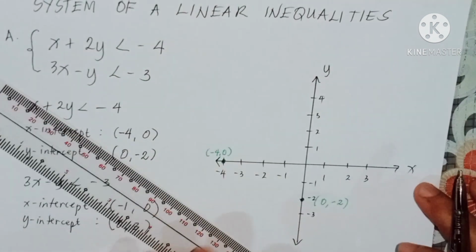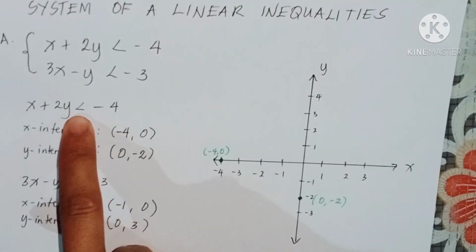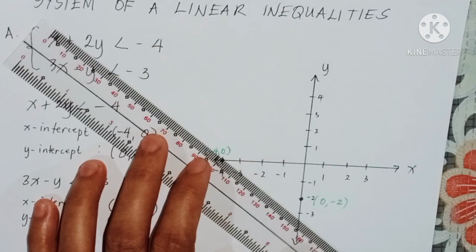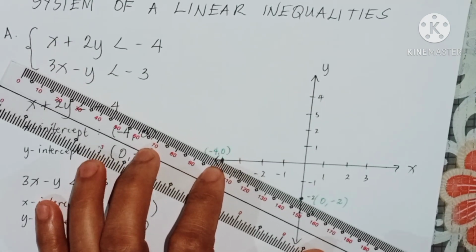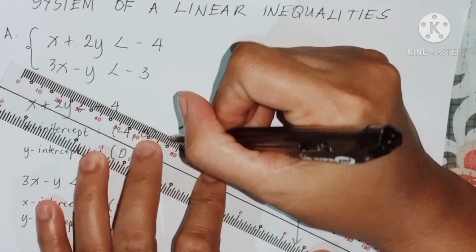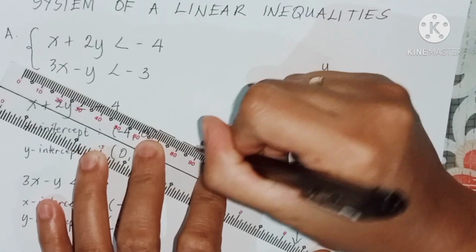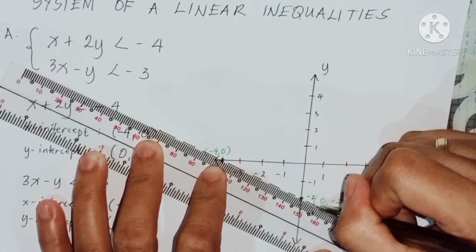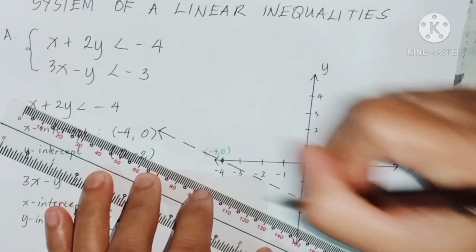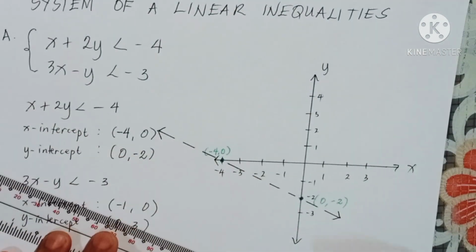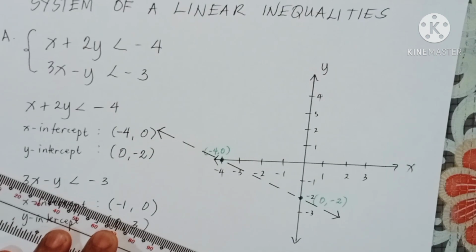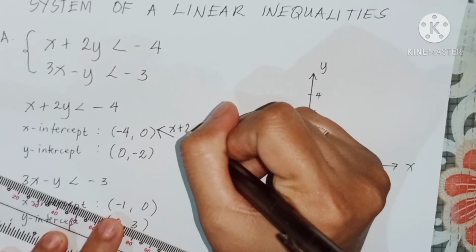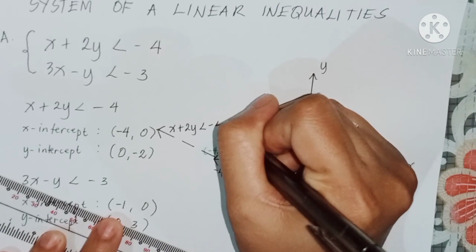So now we're going to connect the points. Since this is less than, we use a broken line for the boundary line. Always use a straight edge to connect and to draw lines. So that is x plus 2y, which we can write as x plus 2y less than -4.